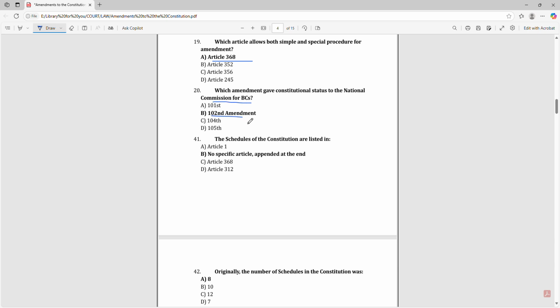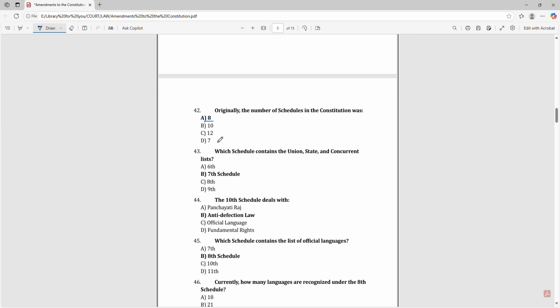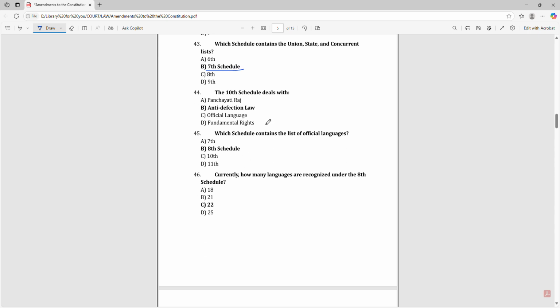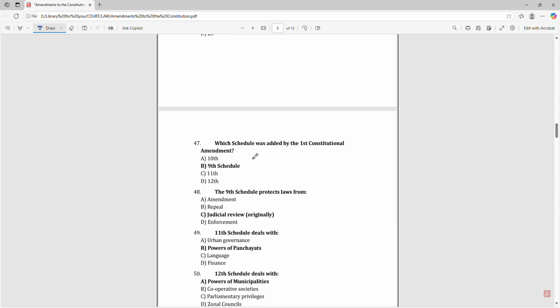102. The schedules of the Constitution are listed at the end, with no specific article. Originally, the number of schedules in the Constitution was 8. Which schedule contains the Union, State and Concurrent lists? 7th schedule. The 10th schedule deals with the anti-defection law. Which schedule contains the list of the official languages? That is 8th schedule. Currently, how many languages are recognized under the 8th schedule? That is 22. Which schedule was added by the first constitutional amendment?